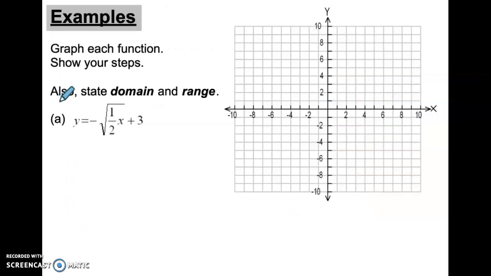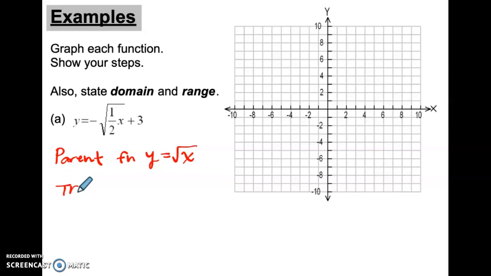So here's an example. We want to state the domain and range, and we want to graph this. And the first thing we're actually going to do is write out all the different transformations. So the parent function, or that base function, is a square root function. So our base function would be y equals root x.